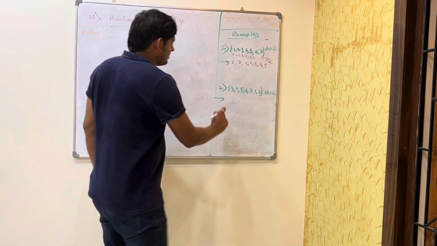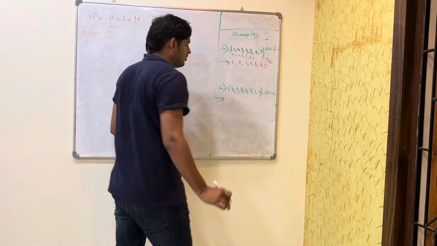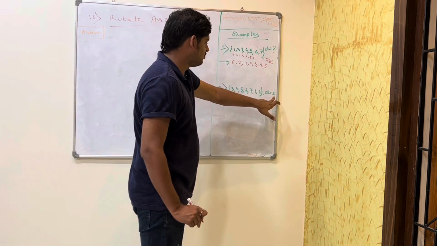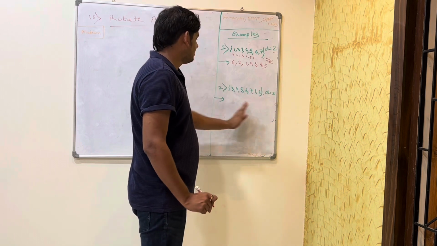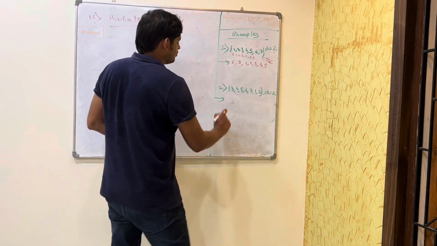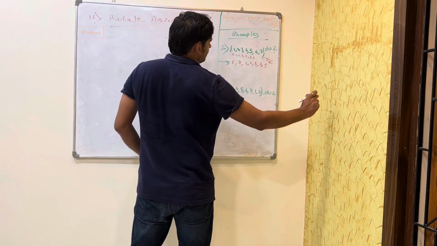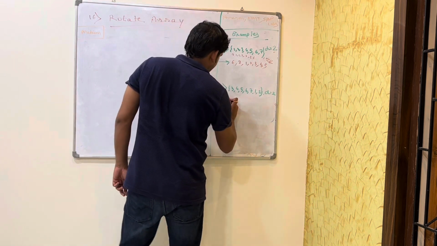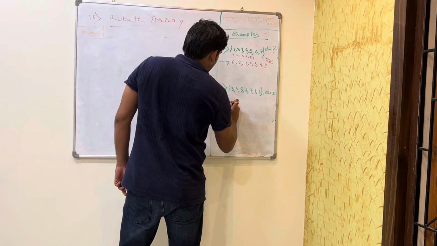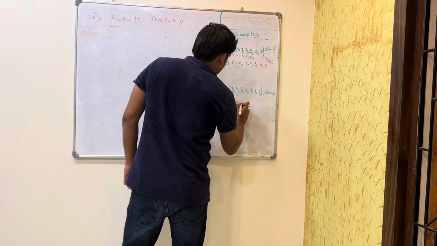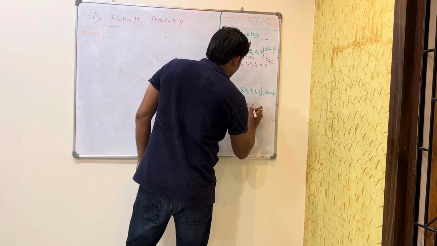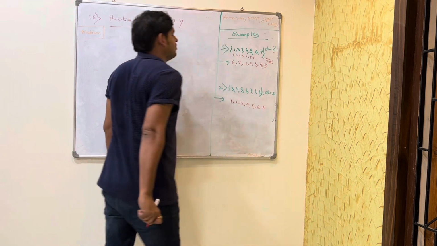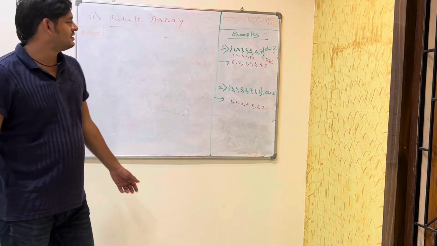Here in this question we have 3, 4, 5, 6, 7, 1, 2, and D is 2 again. So the 1, 2 will come in the front. First 2 will come and then 1 will come, and the rest will shift two places. So this will become 1, 2, 3, 4, 5, 6, 7. So now how do we solve this?